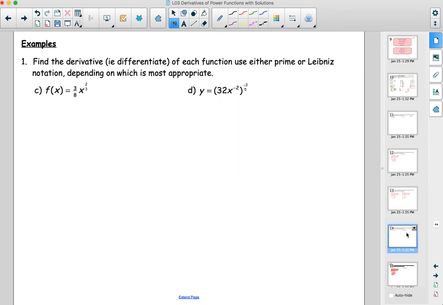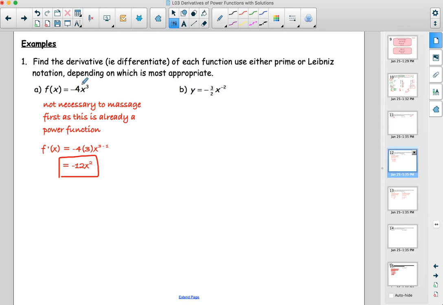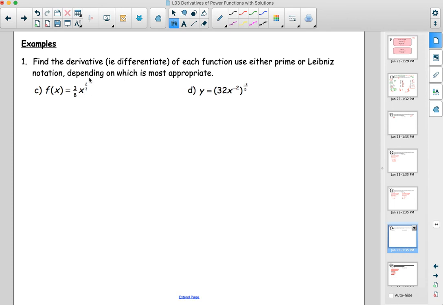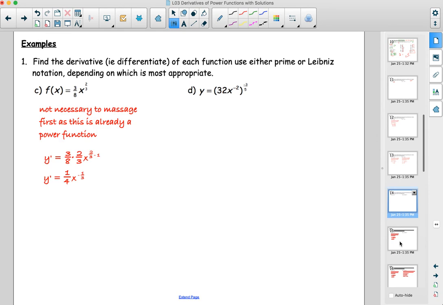Moving forward, we'll take a look at this one. Now notice what I did. I started with a nice natural number exponent. I've moved to an integer exponent. Same rules apply, they still work. And now I'm moving to a positive rational exponent. Again, this is still a power function though, so we can still take its derivative. Multiply my constant a by the exponent and then take 1 away from the exponent. Still applies here. Again, as I mentioned, not necessary to massage, it is a power function. So it will be 3/8 times 2/3 times x to the 2/3 minus 1. This becomes 6 over 24, which reduces to a quarter.